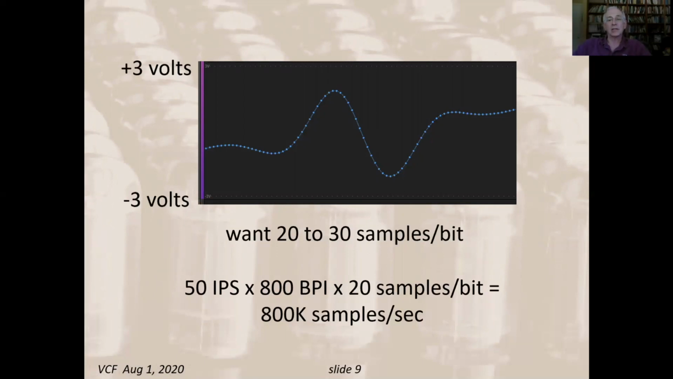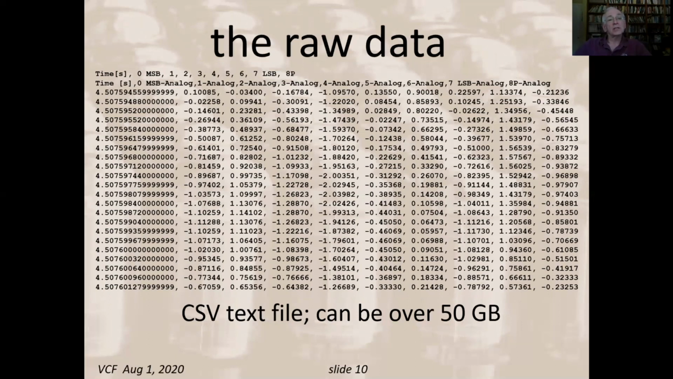So it's essentially unlimited. What it produces for us is basically a spreadsheet, a CSV, comma-separated value text file that contains a timestamp and the voltage level on each of the heads at the time you take the sample. These files can be huge. For several minutes of data, they could be over 50 gigabytes.